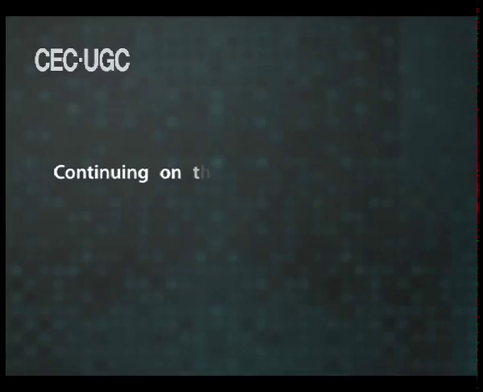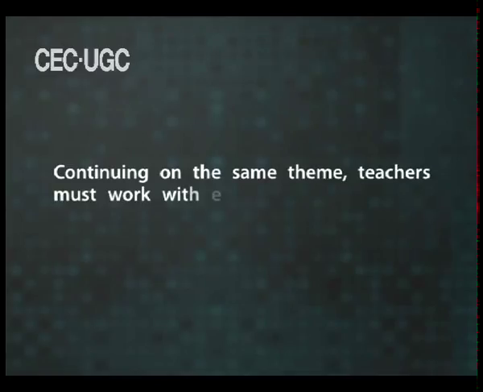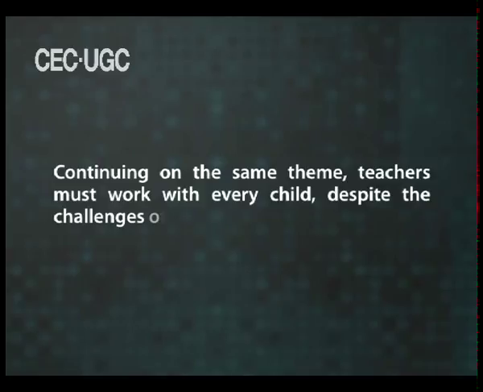Today's teachers are practitioners, researchers, and change agents unlike any other professionals. Fourth, continuing on the same theme, teachers must work with every child despite the challenges of that child. In nearly every other profession, management is able to pick out the bad product or the poor employee so that productivity and quality can be increased. Educators do not have that same luxury. Instead, public education demands that every child be given the resources and opportunity to succeed.